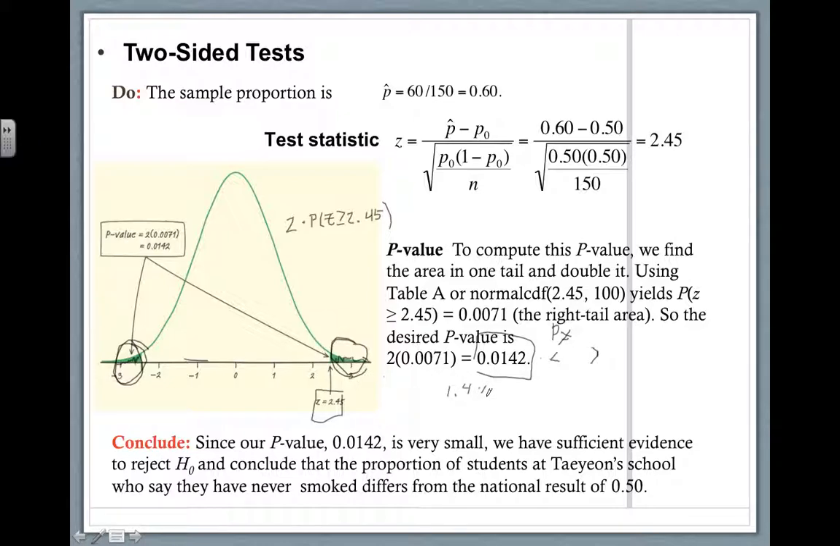So this would be sufficient evidence, this would be strong enough evidence to say that we can reject our null hypothesis and conclude that the proportion of students at Tyon's school who say they have never smoked differs from the national result of 0.50. So it could be more, could be less. We don't know about that. We just know it can differ. It can be different than the null hypothesis.